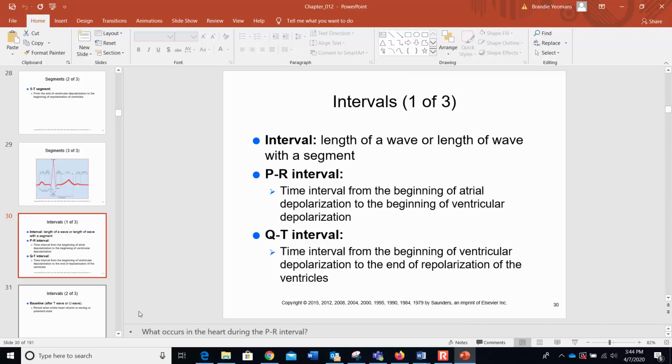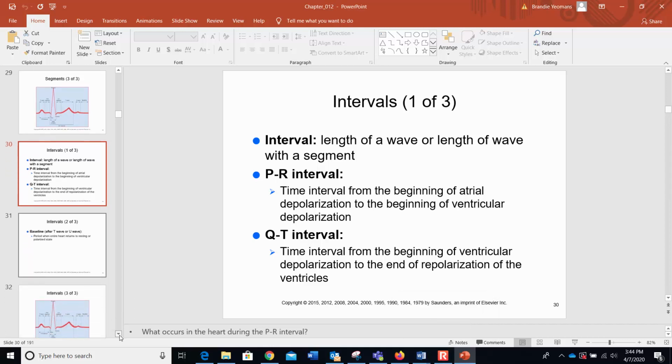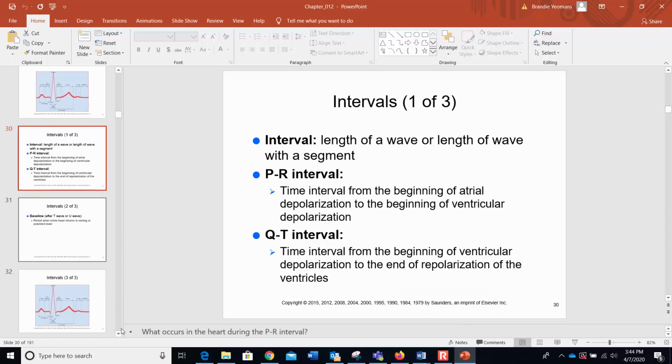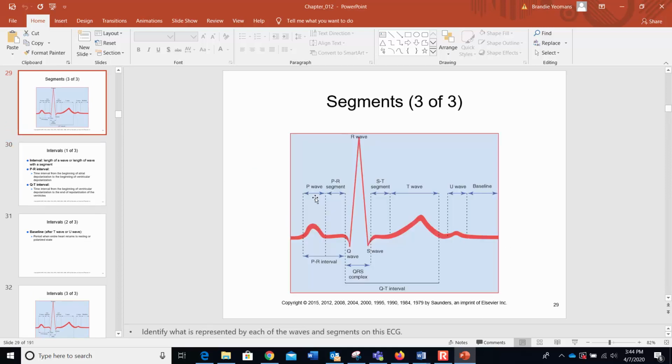Alright, so let's look at intervals. Intervals are the length of a wave, or the length of a wave with a segment. Here we're going to talk about P to R intervals. On this picture, we said the P wave, and then we had the PR segment, but we can also look at this amount of time from the first moment that we make this positive deflection all the way over till we make this last deflection, and this is the P to the R interval.